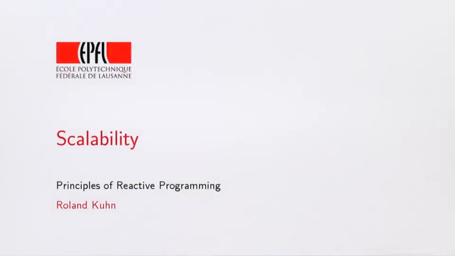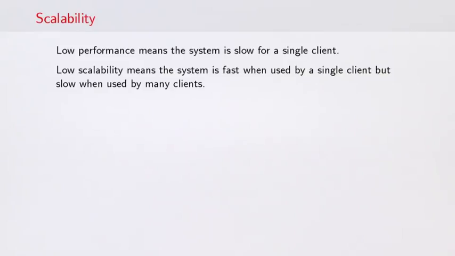An important aspect of reactive programming is scalability, specifically that we favor scalability over performance. The distinction I am making here is that performance focuses on when the system is used by a single client. Making the system faster in this case will usually involve optimizing it for running on one CPU, for example, which is as fast as possible.